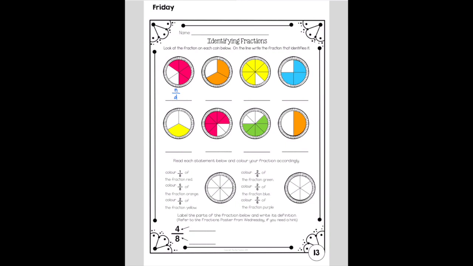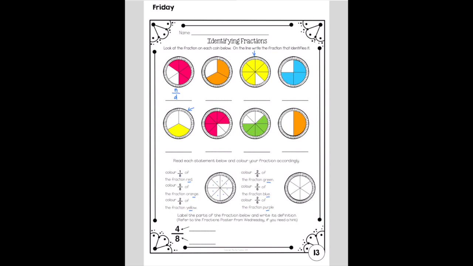Okay, on your printouts, depending on your printer, these yellow coins might not show up very well. So you can just refer to your computer to look at the original copy and you'll be able to see what is actually shaded, okay? And then down here on the bottom, read each statement below and color your fraction accordingly. So you're going to have to grab some colors for this part. We've got red, orange, yellow, green, blue, and purple. Okay, so color 1/8 of the fraction red. Follow these directions and shade in that many parts, okay?